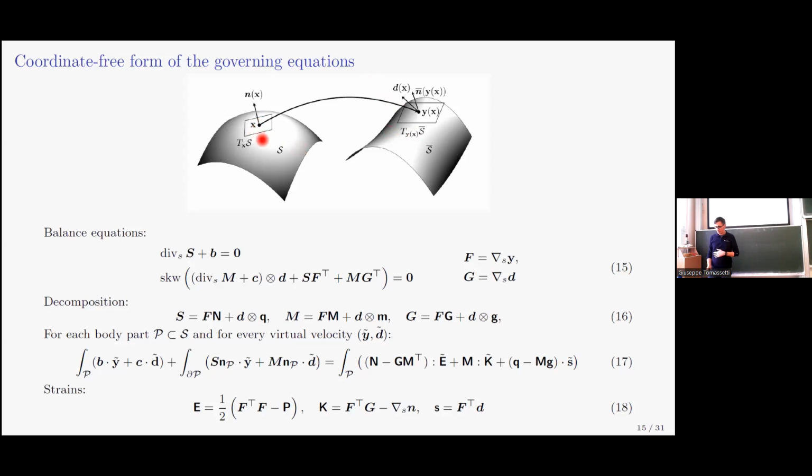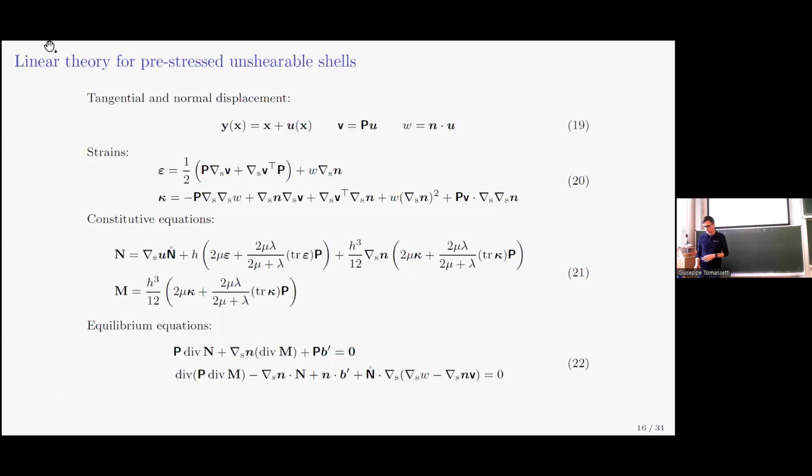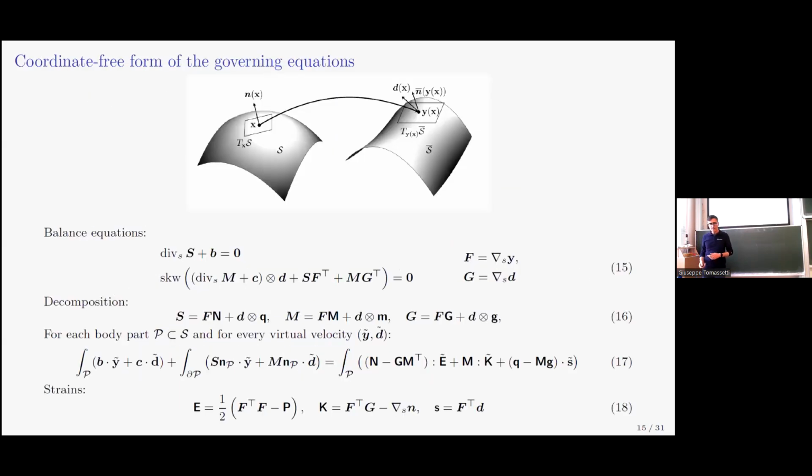So here, for example, you have the reference point X. y of X is the position of this point in the deformed configuration. This is the tangent space in the deformed configuration. This n bar is the normal in the deformed configuration, and this is the director. So you have these two fields. And why do I introduce these two fields? Because I have balance of linear momentum, but also balance of angular momentum. And this gives me extra equations.